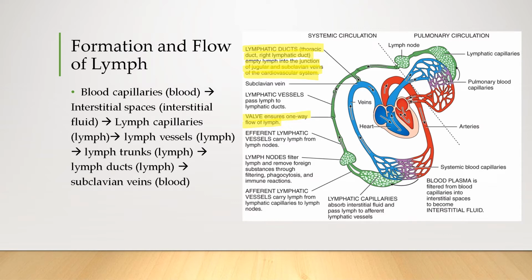So here on the left, we have that sequence of fluid flow. It's going to be blood capillaries, where we call the fluid blood. That's going to move into the interstitial spaces, where we now call it interstitial fluid, and then into lymphatic capillaries, where we now call it lymph, into the lymphatic vessels, then into lymphatic trunks, and then into those lymphatic ducts. And then into the junction of the internal jugular and subclavian veins, where we now call it blood.